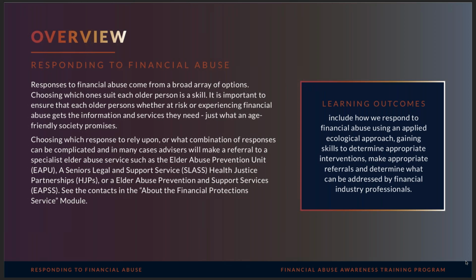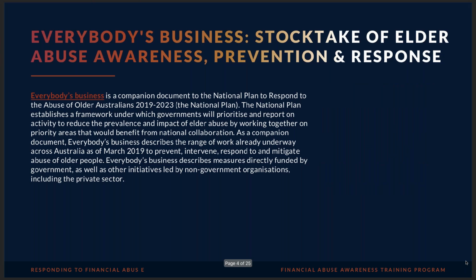Responding to financial abuse can come from a broad array of options. Choosing which ones suit each older person is a skill. It's important to ensure that each older person, whether at risk or experiencing abuse, gets the information and services they need. That's just what an age-friendly society promises. Choosing which response to rely upon or what combination of responses can be complicated, and in many cases, advisors will need to make a referral to a specialist service. In the box on the right-hand side, you can see the learning outcomes for participants in this session.